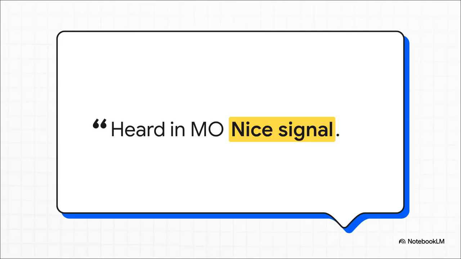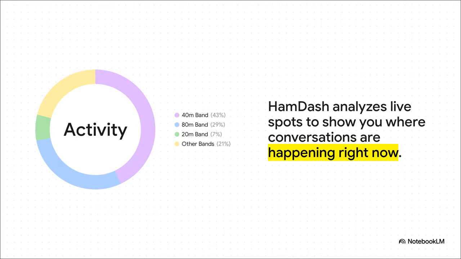And this is the part that gets me. Tucked away in that feed of data, there's this tiny human comment from the operator who heard that signal from Saudi Arabia. Just 4 words. "Heard an MO, nice signal." It's so simple, but that little note just turned a line of code into a real human connection across 7,000 miles.